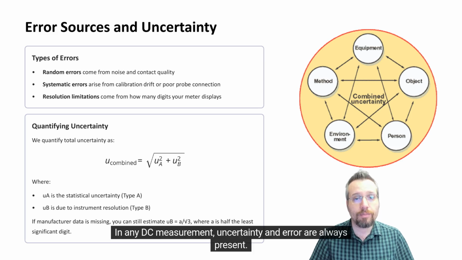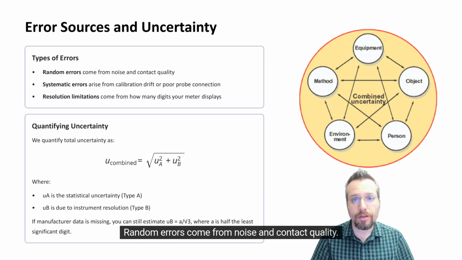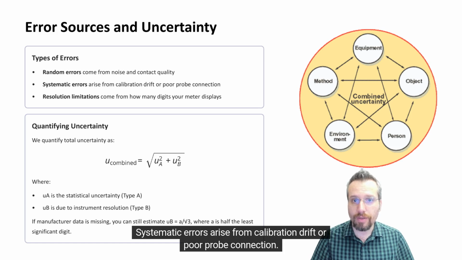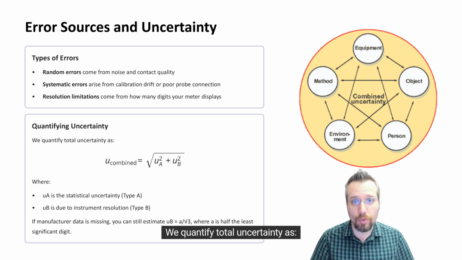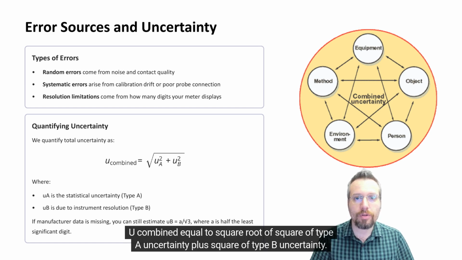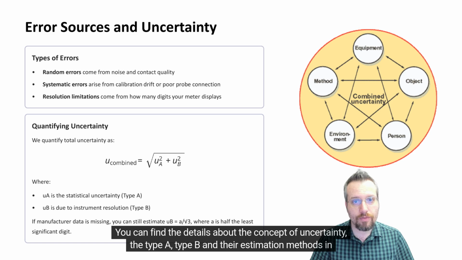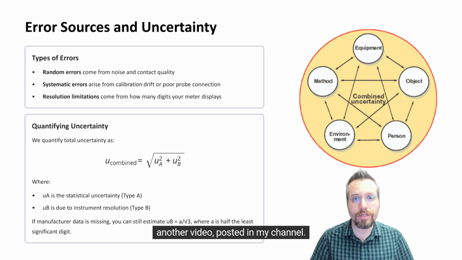In any DC measurement, uncertainty and error are always present. Random errors come from noise and contact quality. Systematic errors arise from calibration drift or poor probe connection. Resolution limitations come from how many digits your meter displays. We quantify total uncertainty as U_combined equal to the square root of the square of type A uncertainty plus the square of type B uncertainty. You can find the details about the concept of uncertainty, type A, type B, and their estimation methods in another video posted on my channel.